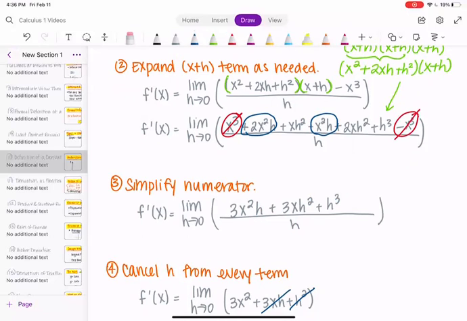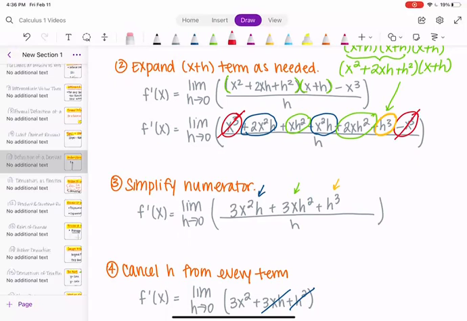And then, so that's going to go here. And then we have an xh squared and a 2xh squared. So that's going to go here, and just add them together. And then finally, you have an h cubed, which is just going to go here. And remember, these x cubed values cancel each other.